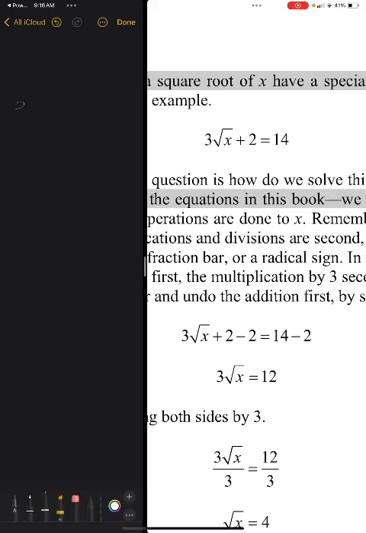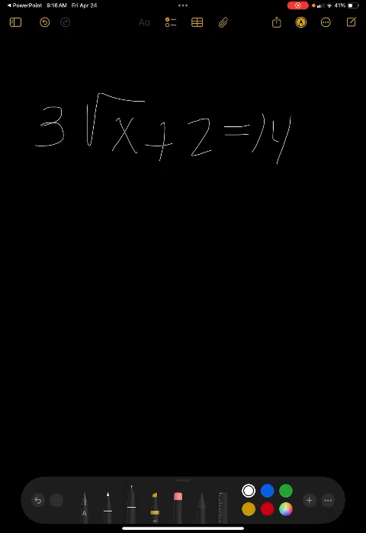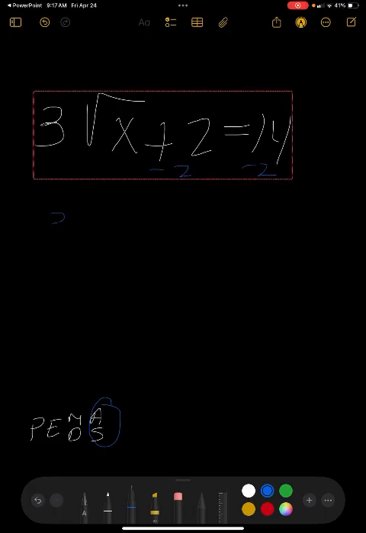So we have 3 square root of x plus 2 equals 14. How are we going to solve that? When we're trying to solve an equation, it's like we're doing PEMDAS backwards. Normally, when we're evaluating an expression, we do parentheses first, then exponents, then multiplication and division, whatever comes first, then addition and subtraction, whatever comes first. Here, when we're trying to get x by itself, we start backwards. So we do any addition and subtraction first. We get rid of this first. So we have 3 square root of x equals 12.